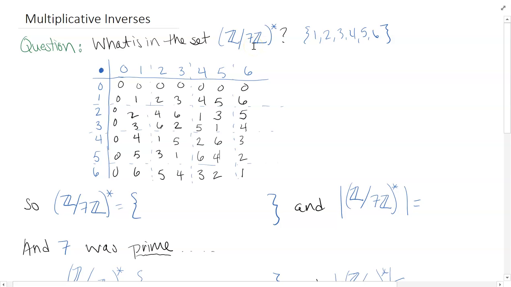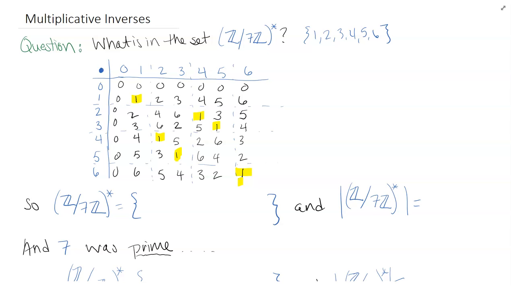So I paused the video and completed the table here, and we can see that whenever we have a product of 1, that indicates we have a multiplicative inverse. Let's see, there's one more right here. The way that we see this is that 1 is its own multiplicative inverse. 3 times 5, those are multiplicative inverses, so they are in this group of units, and then 4 and 2 are, and then 6 is its own multiplicative inverse.